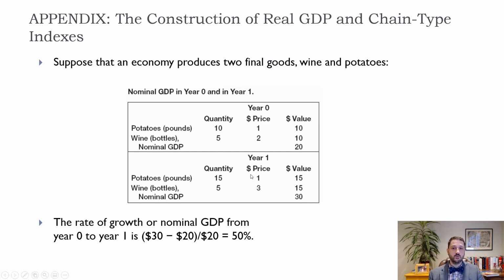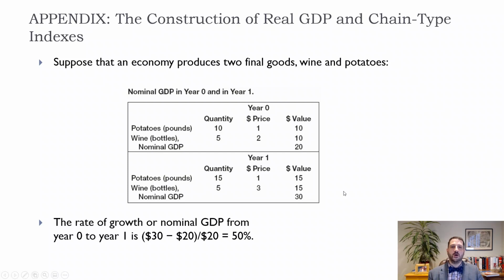In year 1, we produce more potatoes at the same price, 15 potatoes times $1. 15 times 1 is 15. And the same amount of wine, 5 bottles of wine, but the price has gone up to $3. 5 times 3 is 15. 15 plus 15 is 30. So nominal GDP has increased from 20 to 30. And we can calculate the growth rate in nominal GDP, which is just year 1, 30, minus year 0, 20, divided by year 0, 20. So 10 divided by 20 is 50%.